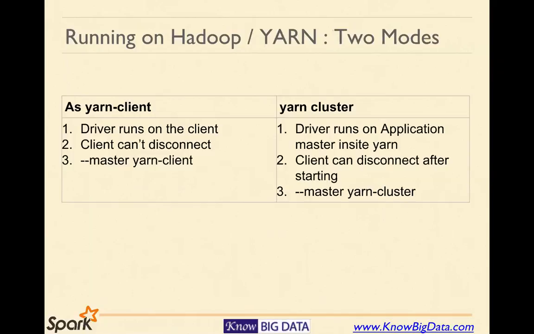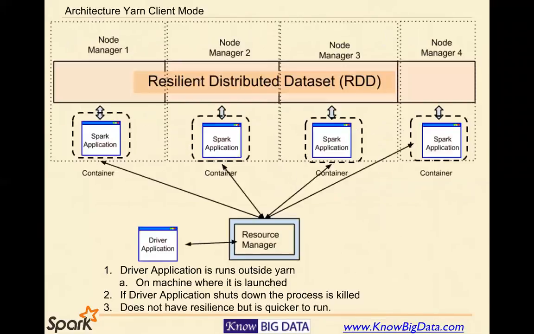So the Spark guys who created a layer on top of Yarn came up with these two options. Either run the driver on the same machine from which the customer is launching the job, or run the driver on one of the nodes inside the cluster. Okay, so this is client mode, where the driver application is being run outside the yarn on the machine where it is launched.